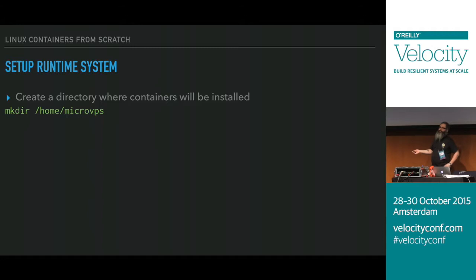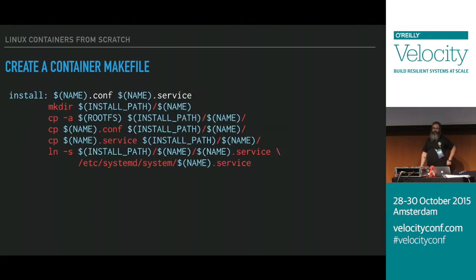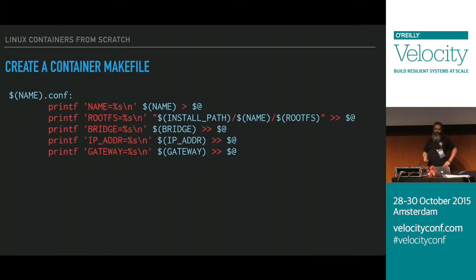We created a place to deploy our containers. We created an install target, which just makes sure there's a couple files we need and copies them to our deployment directory. We used printf within the Makefile to generate our little config file, and I'll show you that file in a second. But the idea here is if you wanted to change the IP address of the container or something like that, you would just change it in the config file.